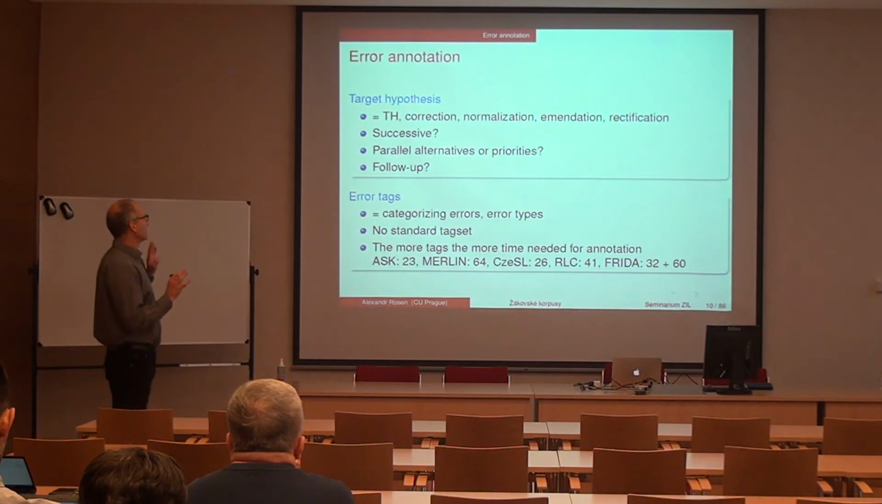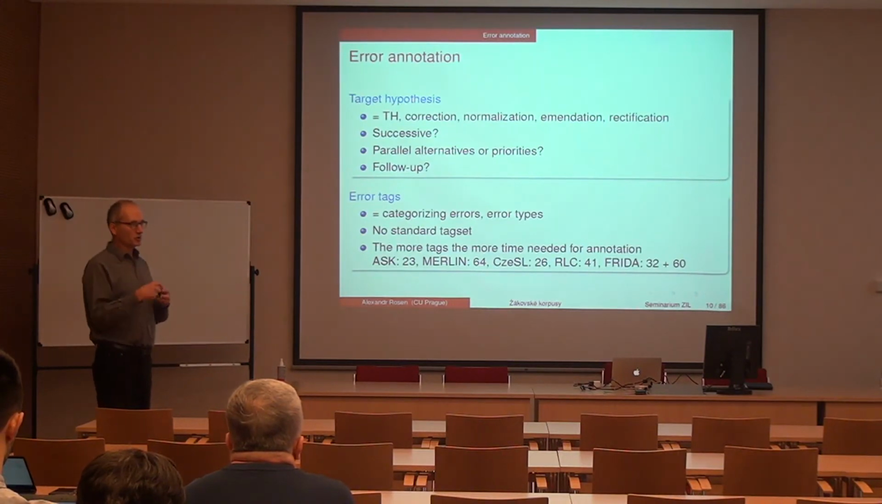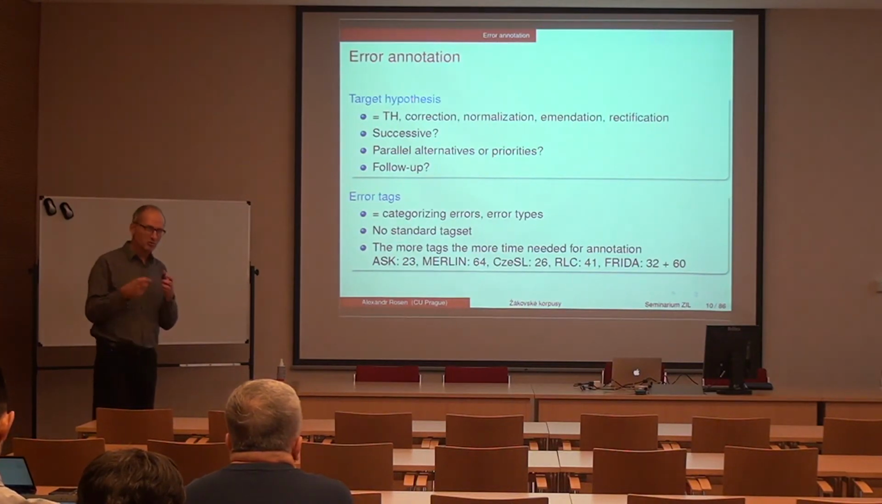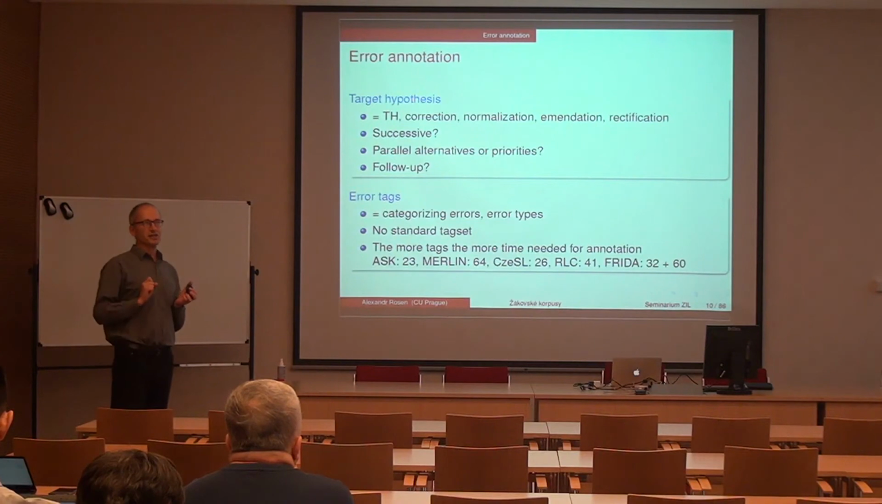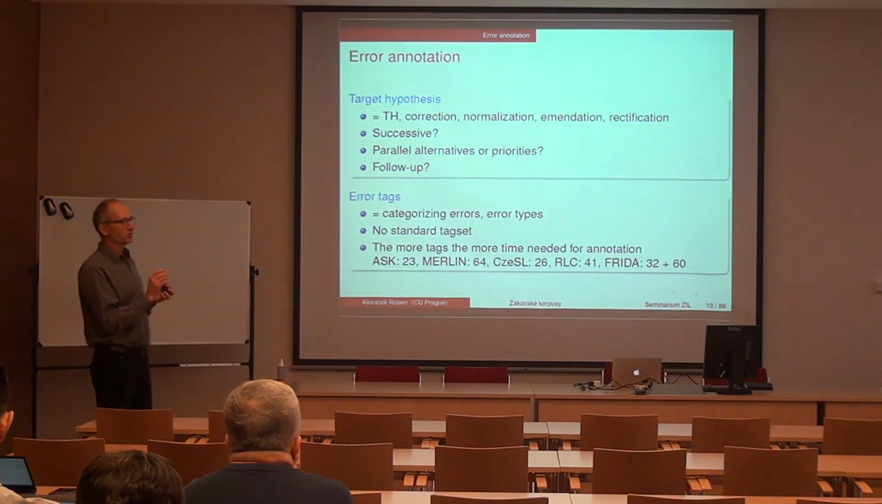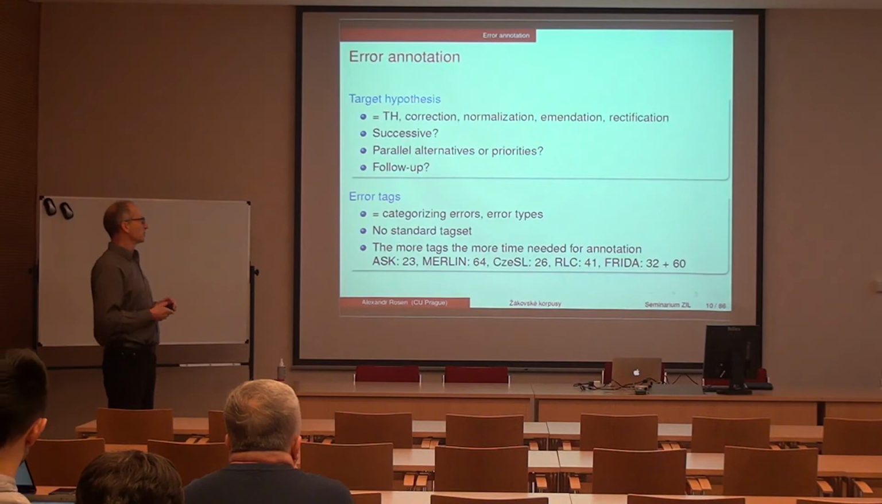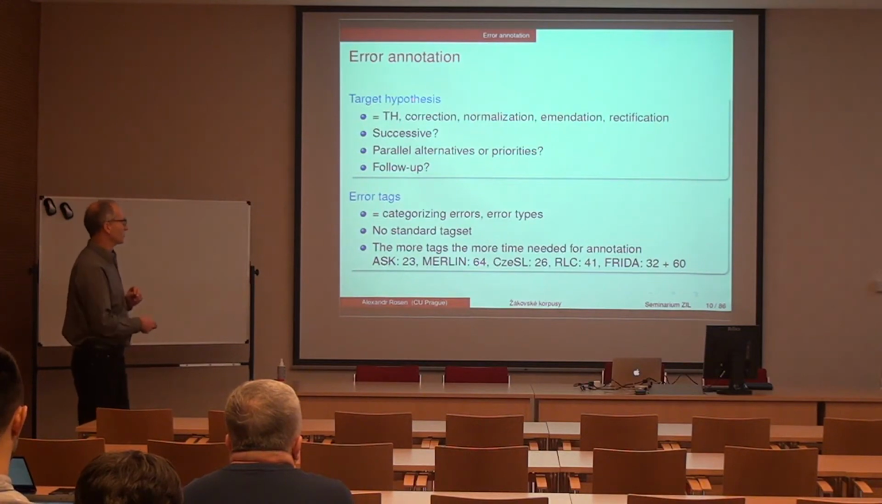So anyway, in error annotation, if you have that correction in mind, you put some correction in there. It's usually called a target hypothesis, because you don't really know how the student would write that thing if he were a native. So usually you just assume that it will be something. That's why it's a hypothesis. So these are more or less synonyms for target hypothesis.